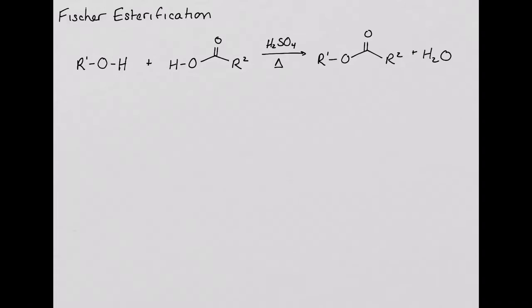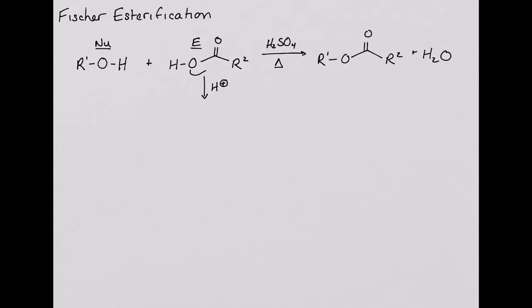Let's look at this mechanism. The alcohol is our nucleophile and the carboxylic acid is our electrophile. The first step of this mechanism will involve protonation of the electrophile with the strong acid to produce a better electrophile. Notice that the electrophile has two groups that could potentially be protonated, the hydroxyl oxygen and the carbonyl oxygen.